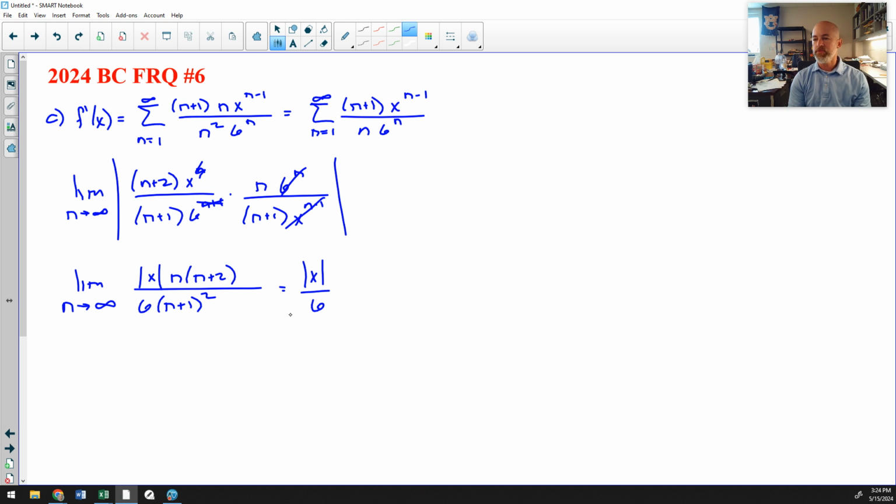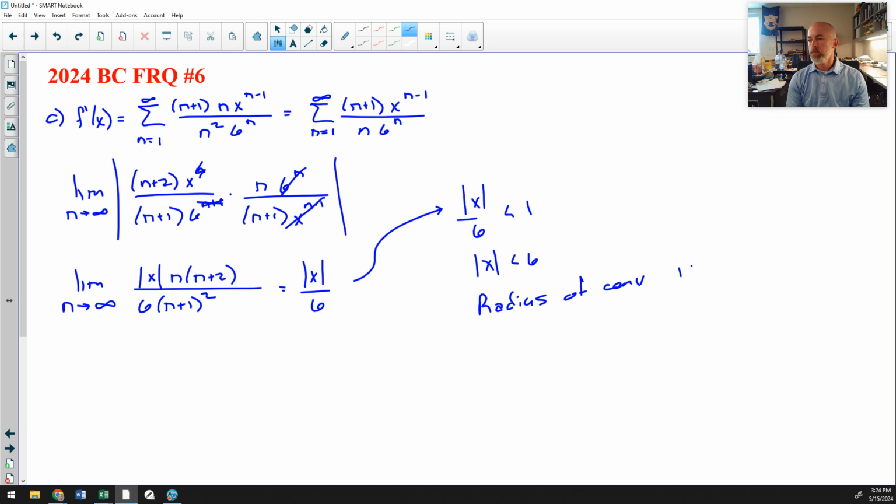And for the radius of convergence, I will take that, and I will set absolute x over 6 less than 1. I need that for this series to converge. So x is less than 6, and therefore my radius of convergence is 6.